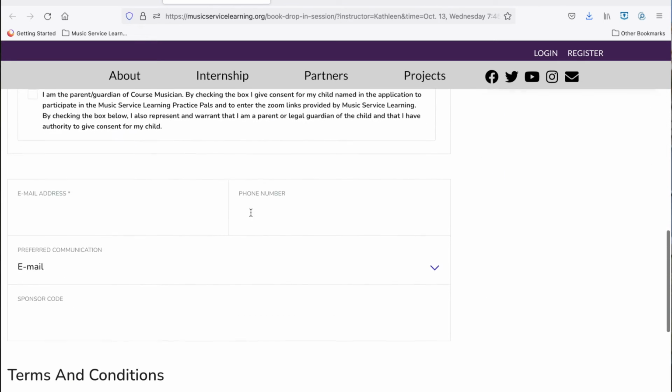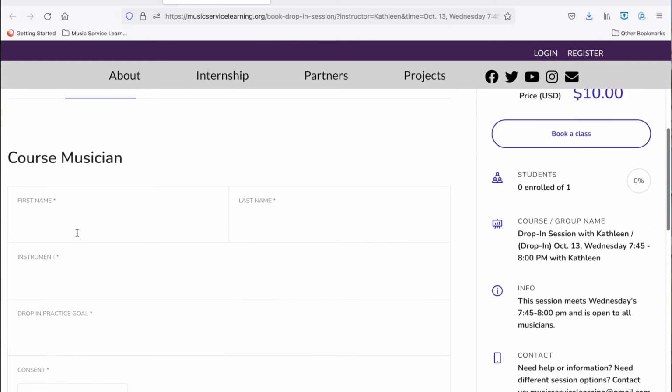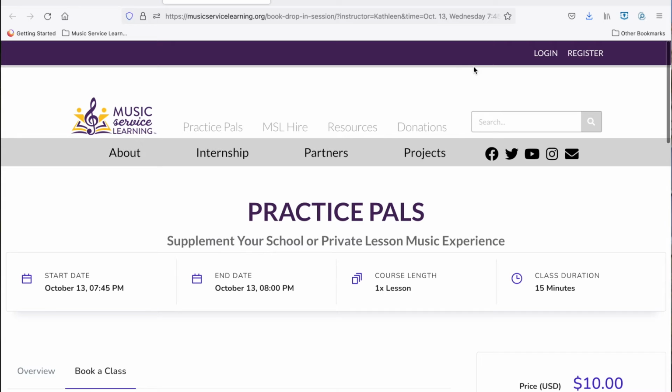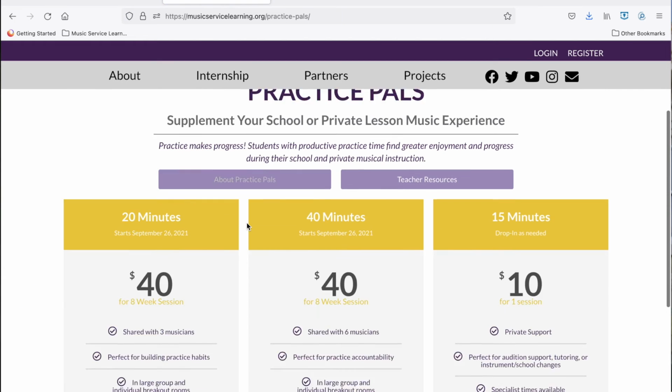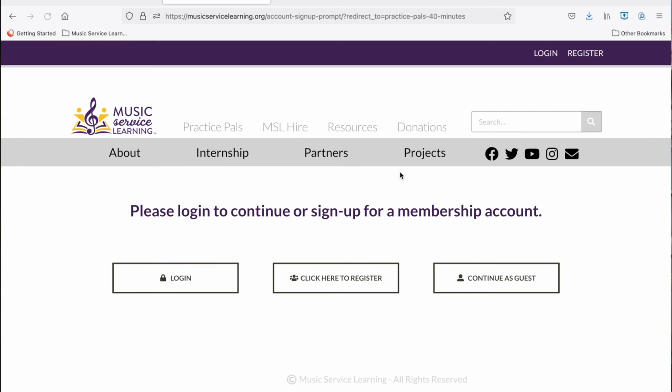Please fill in all the information, and if your teacher gave you a prepaid voucher, you can put it here under sponsor code. If you receive a prompt to create a login or continue as guest, you can either continue as guest or you can register for an account.